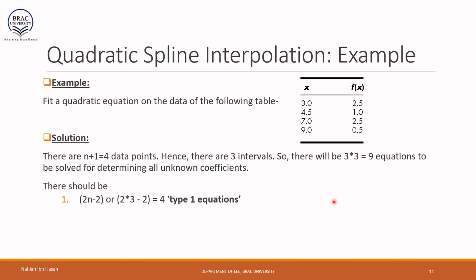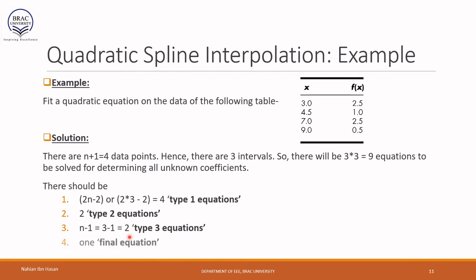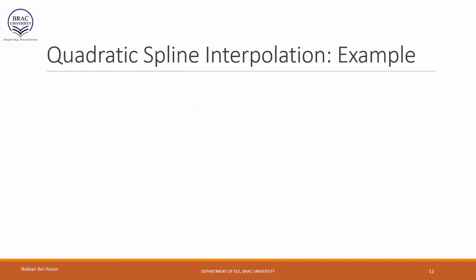Under the first category, I would have 2n minus 2 equations. Since n equals 3, I would have 4 equations under this category. Similarly, under the second category I would have 2 equations, and in the third category n minus 1 equations, that means 3 minus 1 equals 2 equations. And finally, I would have a final equation, the assumption that the second derivative at the first data point is equal to 0. These are the equations that I would have to determine. So let's start from the first type of equations.